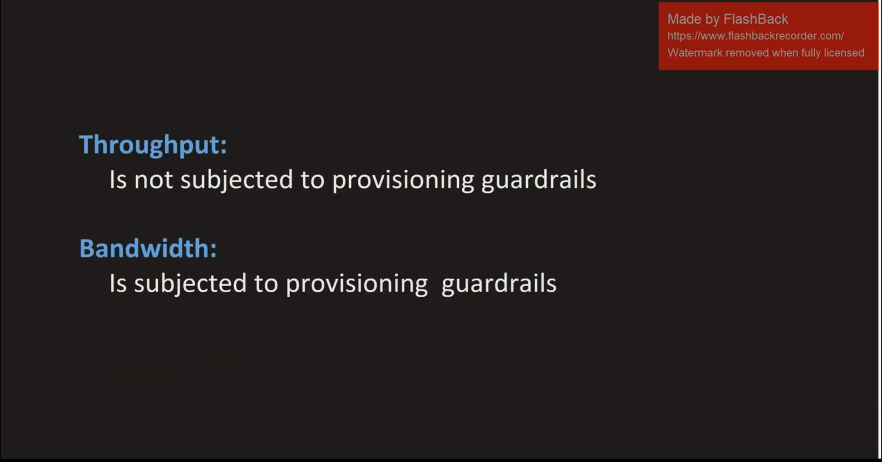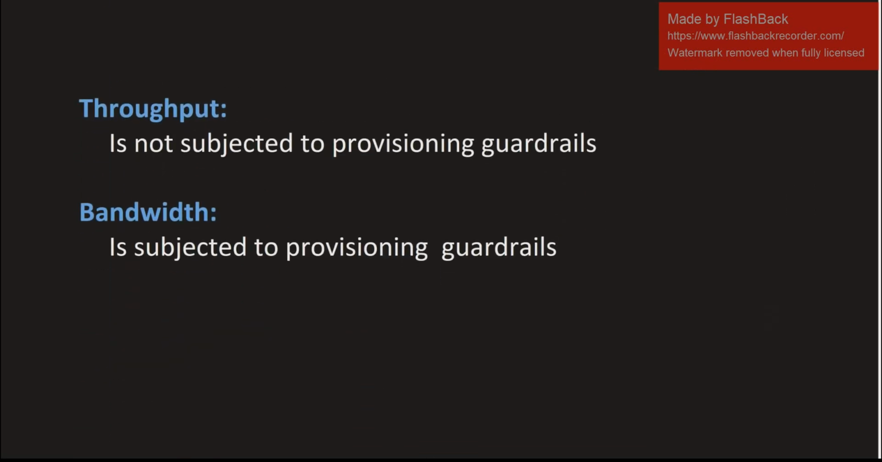So here's a distinction between throughput and bandwidth. Throughput is not subjected to provisioning guardrails, while on the other hand, bandwidth is subjected to provisioning guardrails. What that means is, if your customer is paying for 300 megabytes, that will not impact your throughput, but it will be capped off for your bandwidth. Another thing we could also say is that your bandwidth obeys your throughput. So going back to what we stated earlier, your throughput should never be less than your bandwidth. Your bandwidth should always be compliant to what your throughput is.